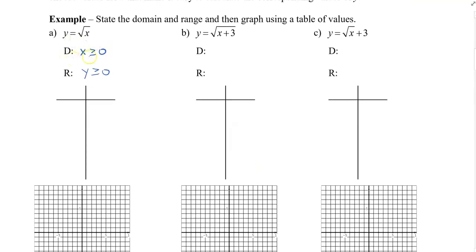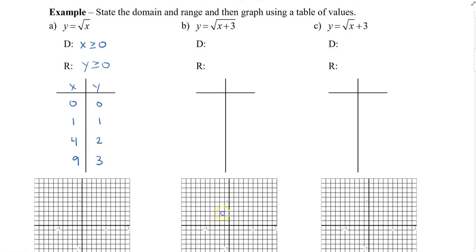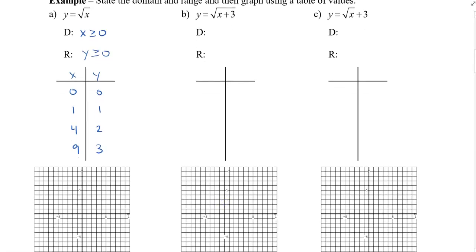Okay, so using my domain that x is greater or equal to 0, I'm going to start with 0. And then I want to be able to square root some nice numbers. So I'm going to choose 1, 4, and 9. So when I square root 0, I get 0, 1 is 1, square root of 4 is 2, and square root of 9 is 3. Okay, so from here, I'm going to draw my graph. And 0, 0, 1, 1, 4, 2, and 9, 3.